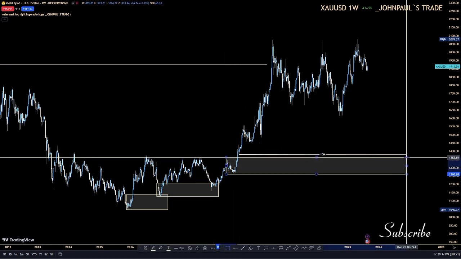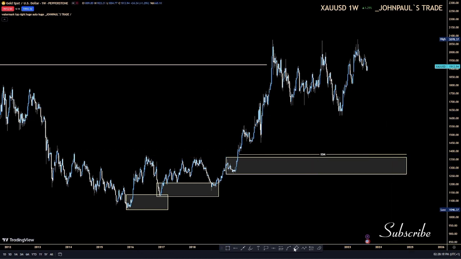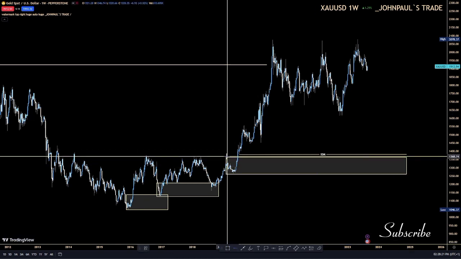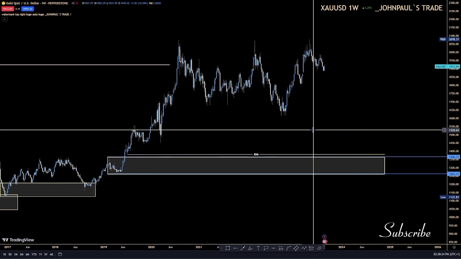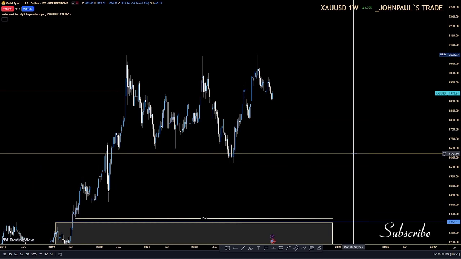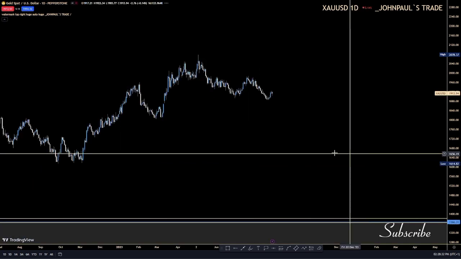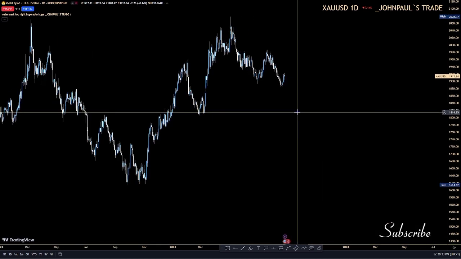Okay guys, after marking out your inducement low, you can dictate your point of interest, which is where I just marked now. That will be your point of interest on the weekly time frame. It doesn't mean that you will trade the weekly time frame. It's just for you to know the overall view of where the market is likely to head.